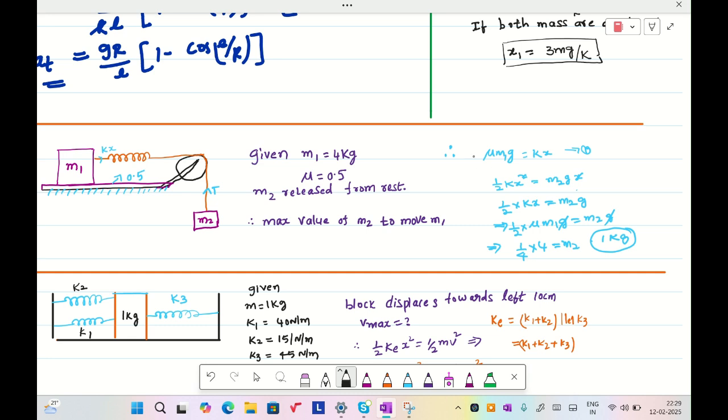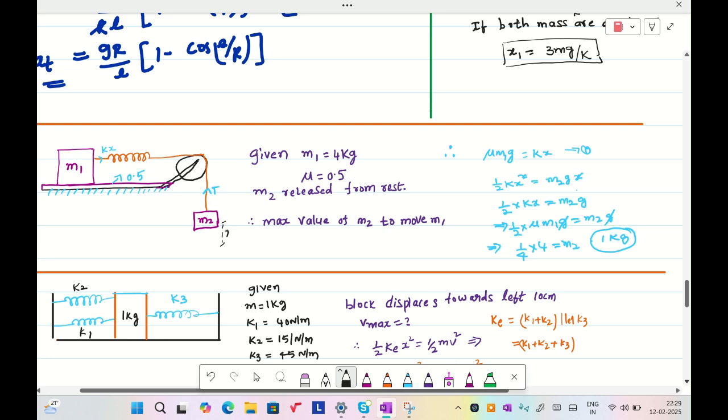So kx is equal to minus mu1 into m1g. Kx is opposite to the motion of the block, therefore minus will come here. Minus minus get cancelled. Therefore, mu into m1g, the frictional force, is equal to kx. So this is equation 1. And now m2 is released. So how much distance is m2 moving? The same extension will take place in the spring.